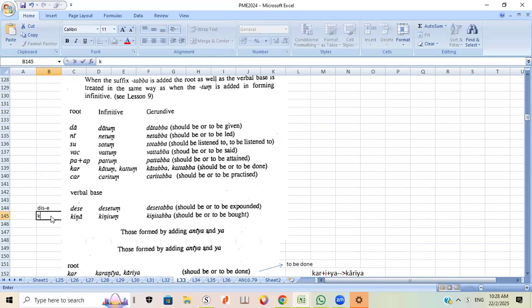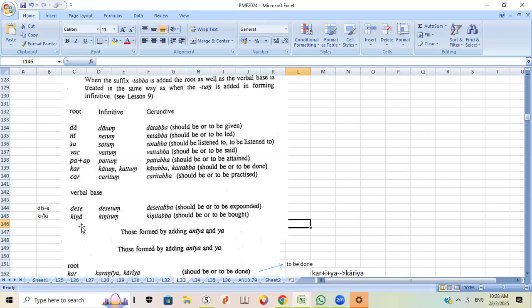Some books have long I, sometimes short I. So short and long I. This is I think 5th or 6th conjugation. So in this particular case, this is a verbal base. So verbal base, if this is forming what you get, tum, that means what you got, infinitive. Okay, so you see that the base plus tapa, to be expounded.